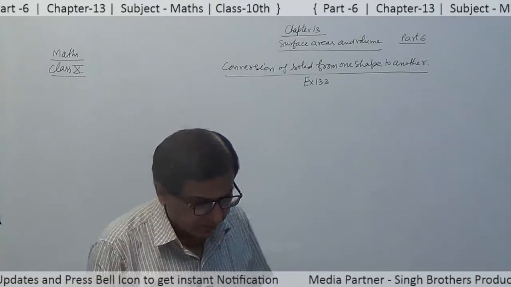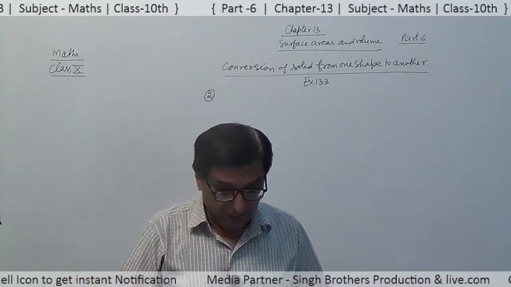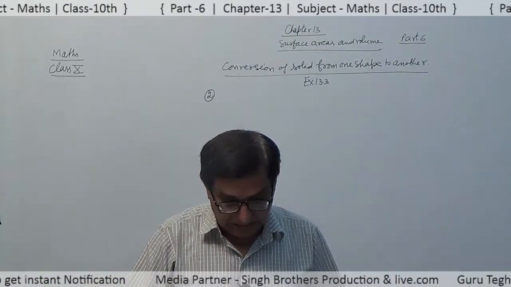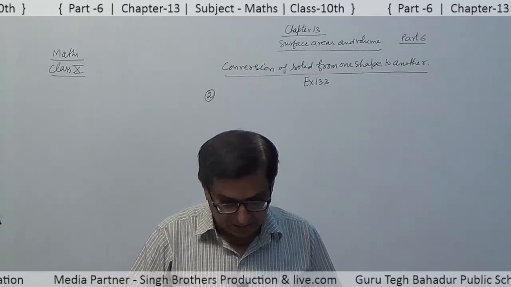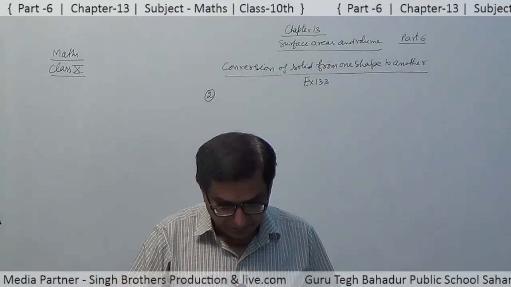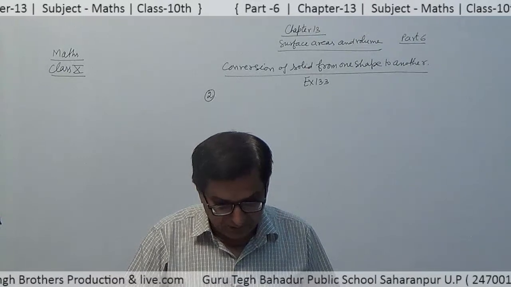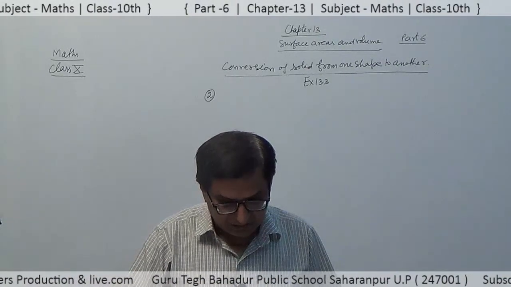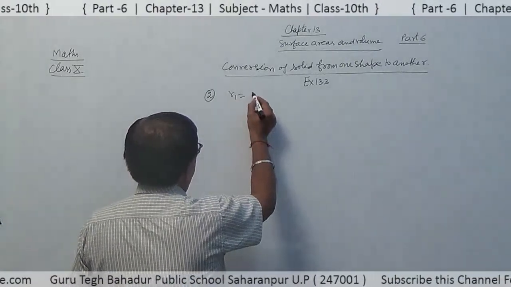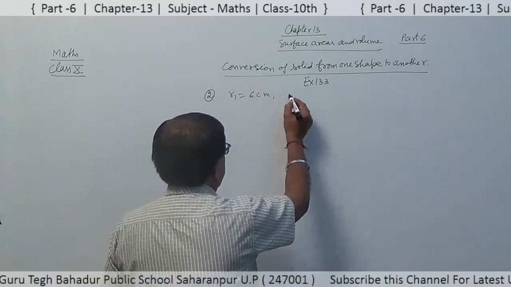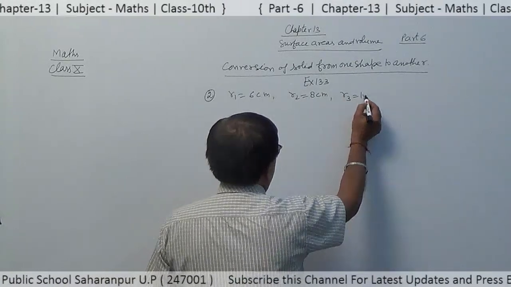See the second question. Metallic spheres of radii 6 centimeter, 8 centimeter and 10 centimeter respectively are melted to form a single solid sphere. Find the radius of the resulting sphere. There are three spheres: the first has radius 6 centimeter, then 8 centimeter and 10 centimeter.